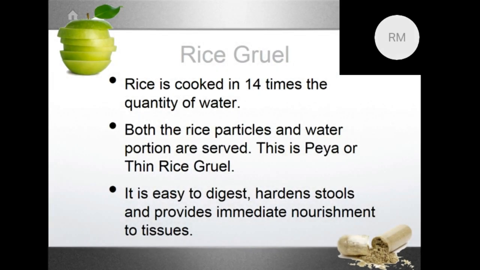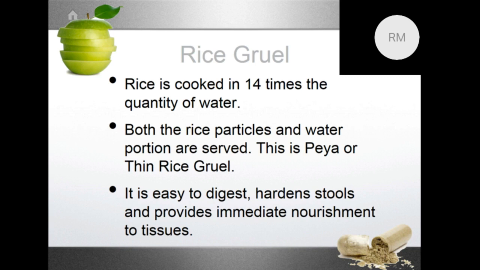Now, rice gruel is another form of eating rice. These are all considered as diet in Ayurveda because these are used for medicinal purposes. There's only a small deviation from our normal food from what we call a diet. So when rice is cooked in 14 times the quantity of water, both the rice particles and water portion are served. This is called thin rice gruel. It is easy to digest, it hardens the stools and provides immediate nourishment to the tissues. So when the digestion is a little bit stronger, then you can use the rice gruel.